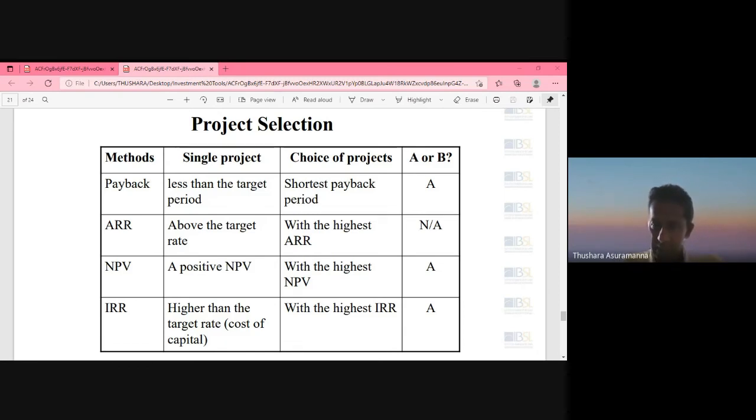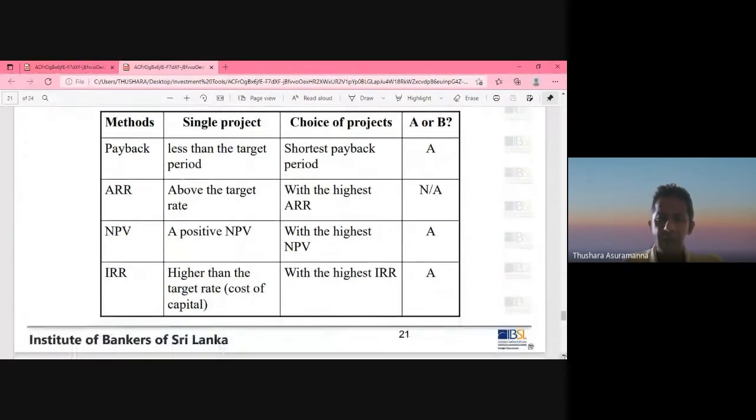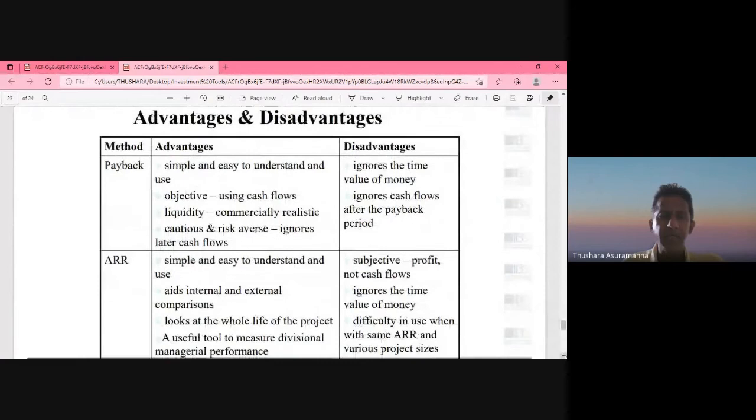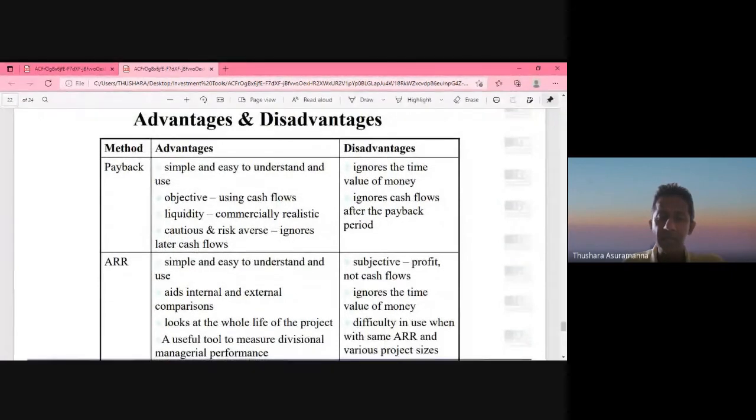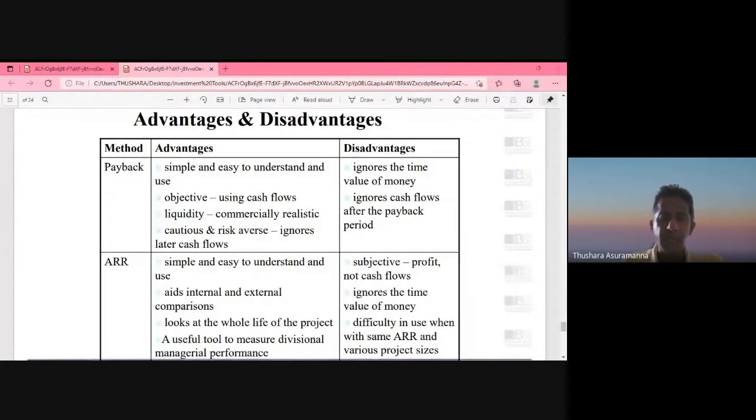I think it's clear. It's not very difficult, but if anything, let me know. Now, for exam purposes, we need to understand this also, because sometimes the examiner would ask us to compare and contrast each of these methods, not stopping at the computation level. We are supposed to compare and contrast each method.